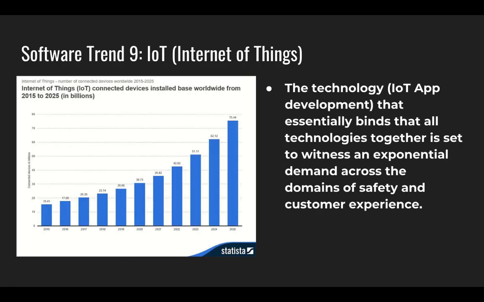IoT app development is the latest advancement in software development, which has its effects spread at both the consumer and industrial scale. The technology that essentially binds all technologies together is said to witness an exponential demand across the domains of safety and customer experience. PwC, a professional services network, estimates over 90% of automobiles will be IoT enabled by the year 2020. Such a degree of connectivity and control is expected to deliver incremental efficiency in fields of transportation, logistics, and supply chains. Cisco's former researcher David Evans' calculations give an idea about the reach of IoT over time.